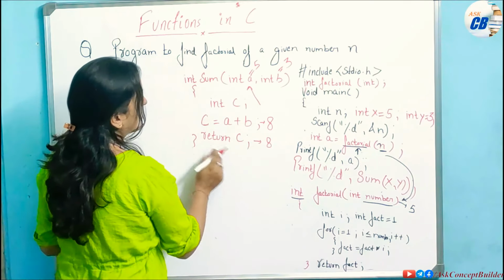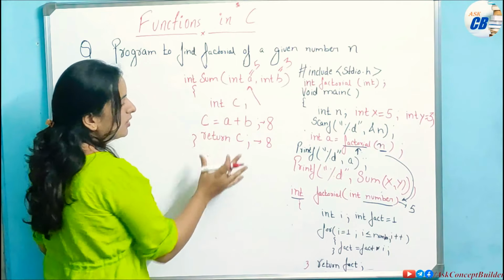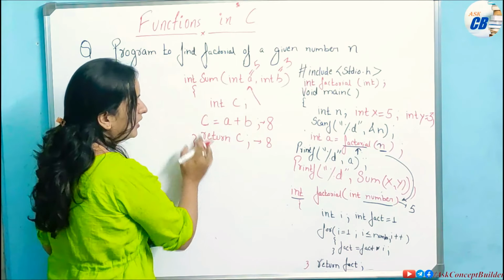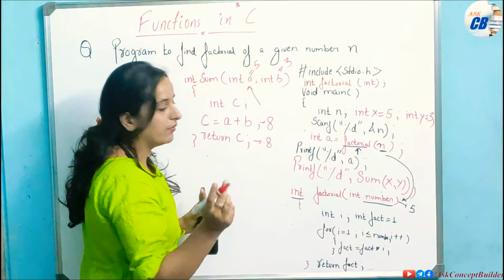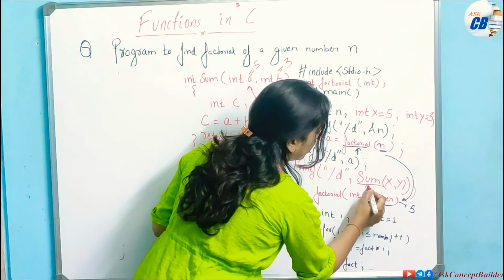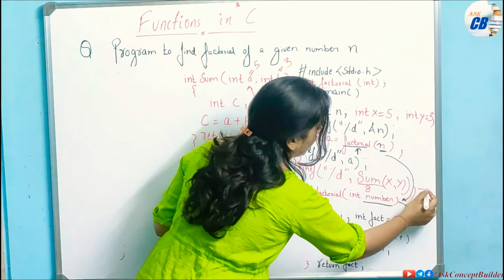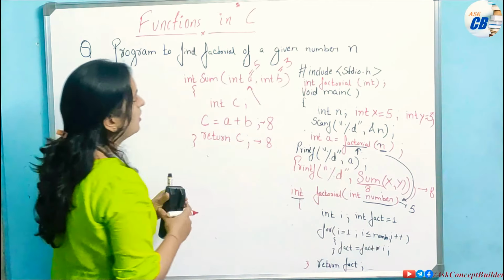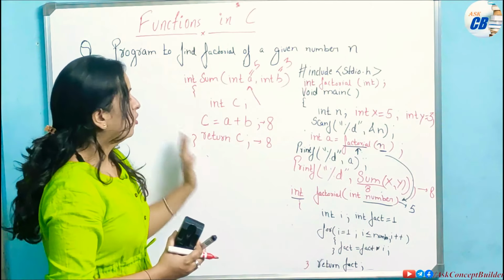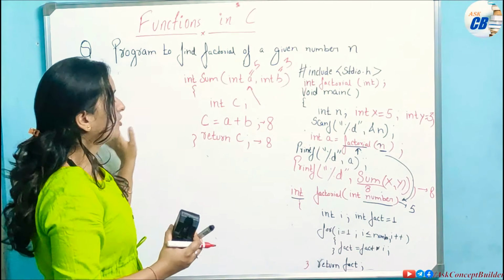So this return c will return this value. Now your sum function is completed. So where will it return? It will return to the point where it is called. Now it will return here, so this will finally print your value 8. Okay, now see, one more function you have included. In this way, as many functions as you want you can include.